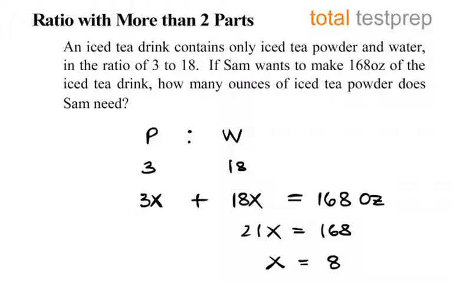So if x is equal to 8 and we're asking how many ounces of iced tea powder Sam needs, in other words we need to figure out what 3x is. If x is 8, we get 24 because 3 times 8 is 24, and so the answer is 24. You need 24 ounces of iced tea powder.